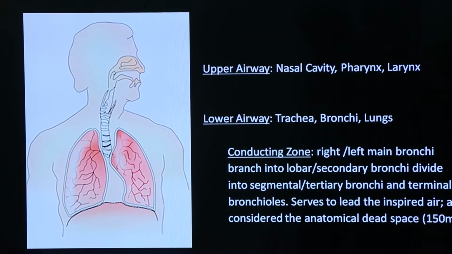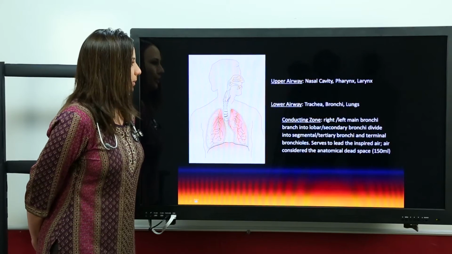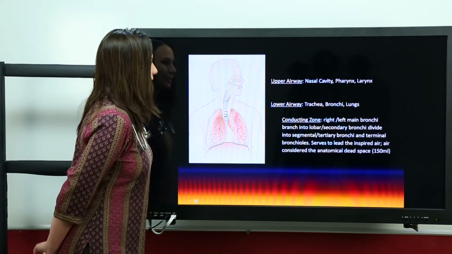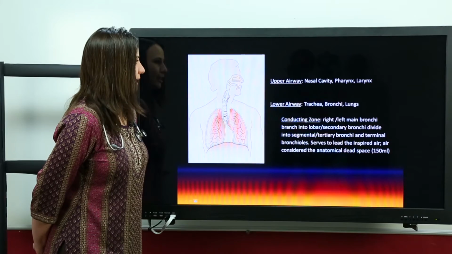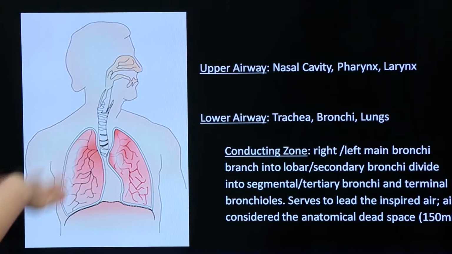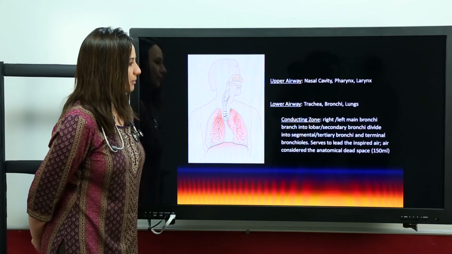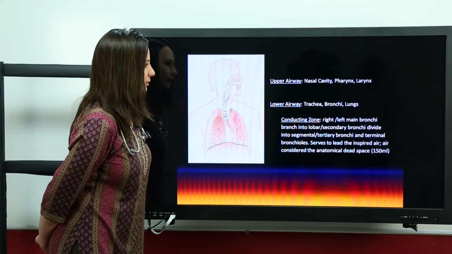So when we look at the contours of the airway, we have the upper and the lower airway. The upper airway consists of the nasal cavity, pharynx, and larynx, which all help to conduct the air down into the lower airway. When we look at the lower airway, it consists of the trachea, the bronchi, and the lungs.